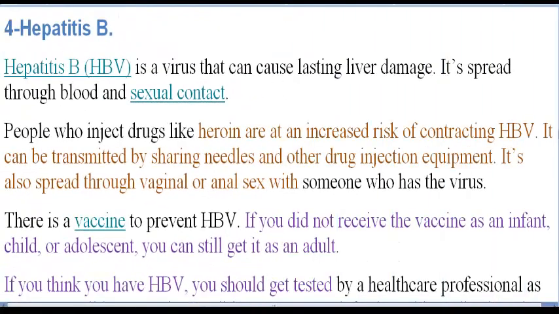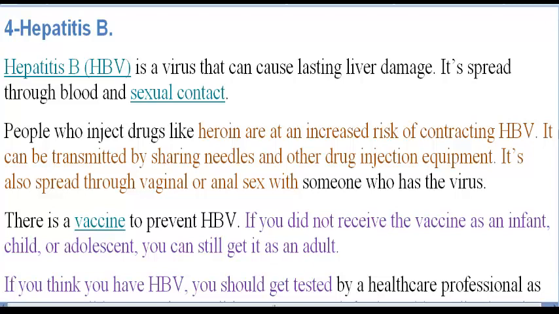4. Hepatitis B. Hepatitis B, HBV, is a virus that can cause lasting liver damage. It's spread through blood and sexual contact. People who inject drugs like heroin are at an increased risk of contracting HBV. It can be transmitted by sharing needles and other drug injection equipment. It's also spread through vaginal or anal sex with someone who has the virus.